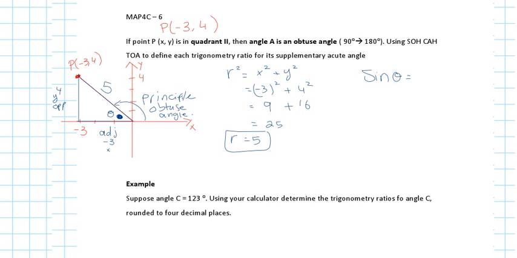How about cosine theta? What was the value for cosine theta? What was the formula? It was x over r. What's the value of x? -3 over 5.